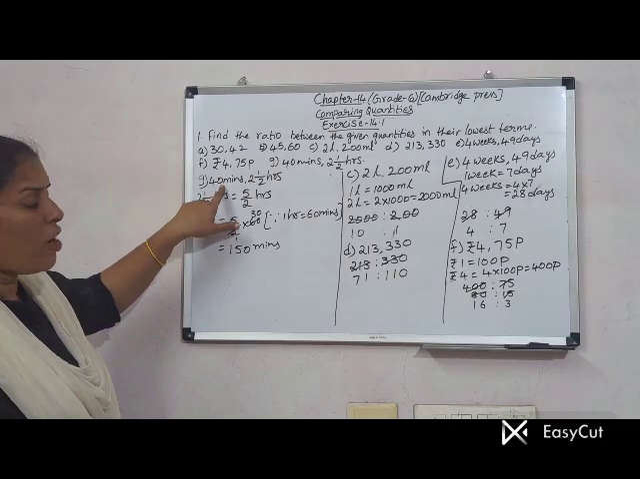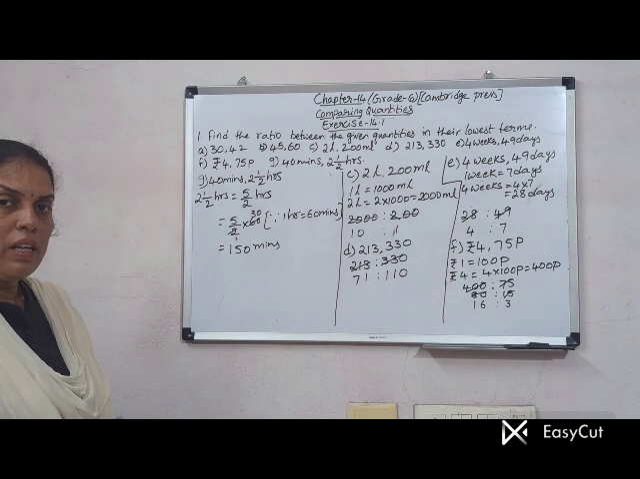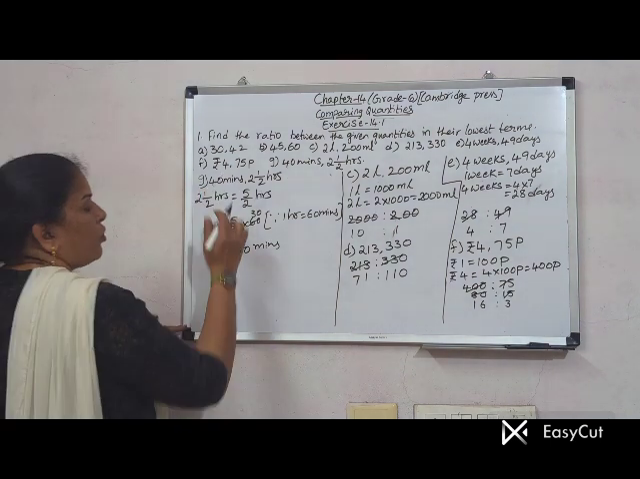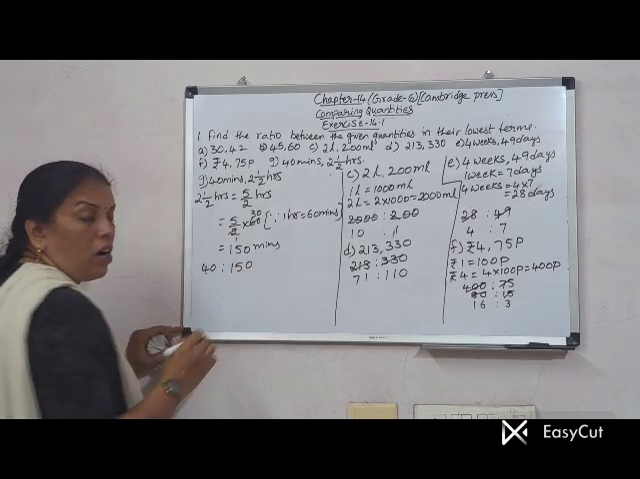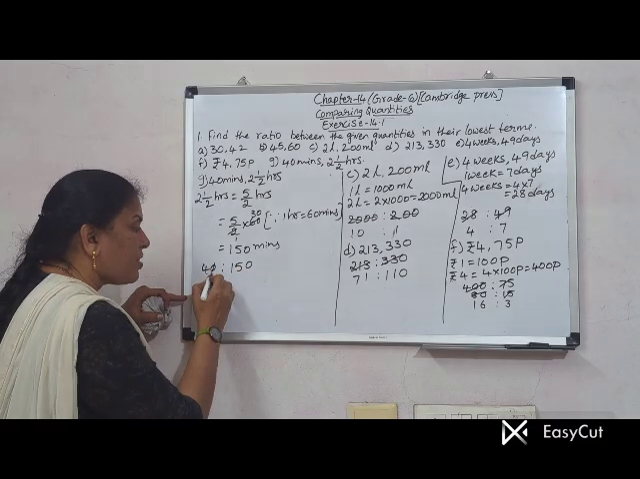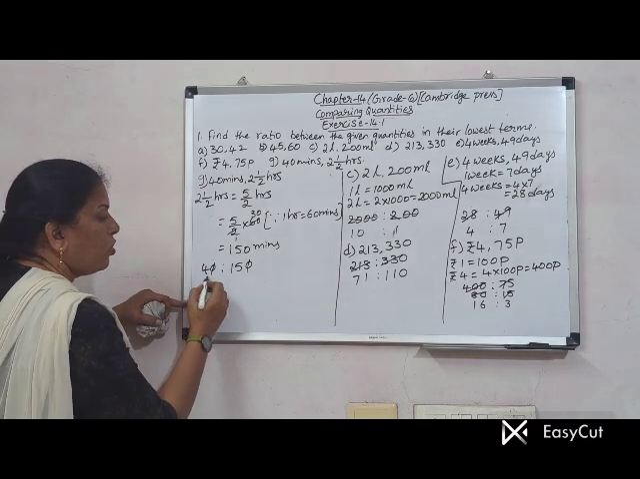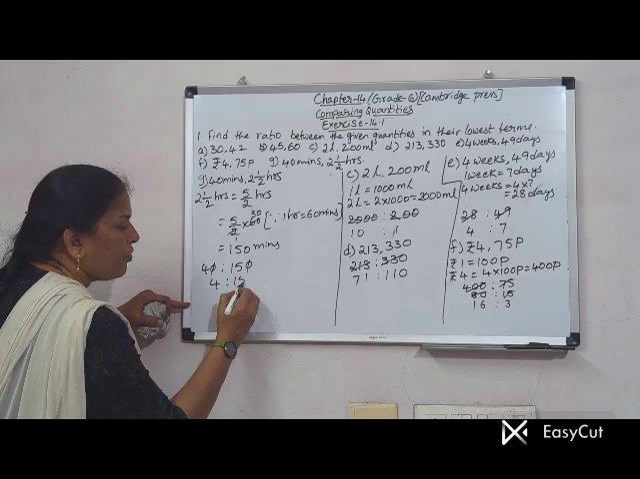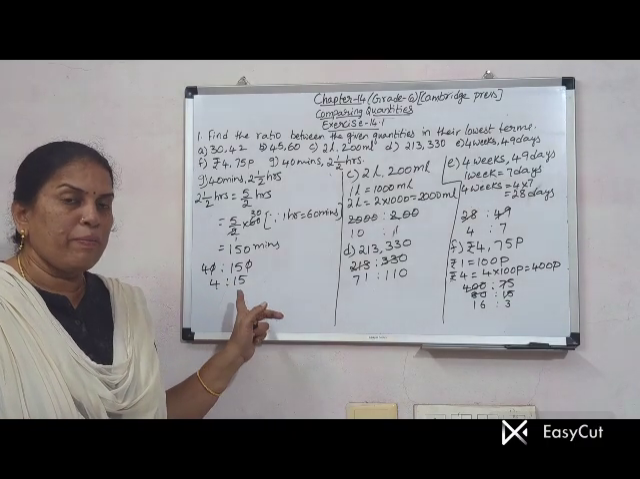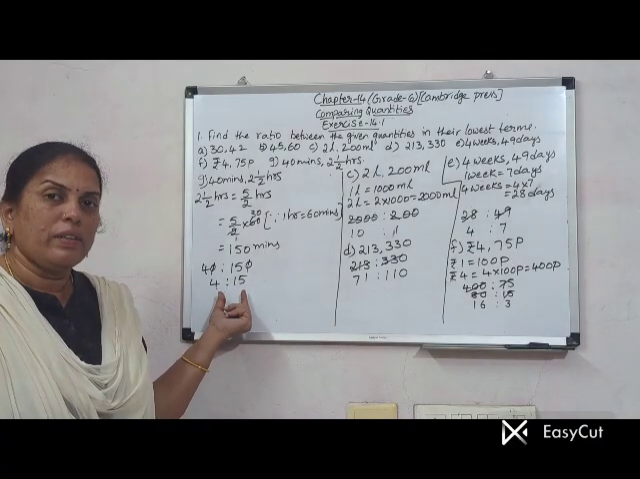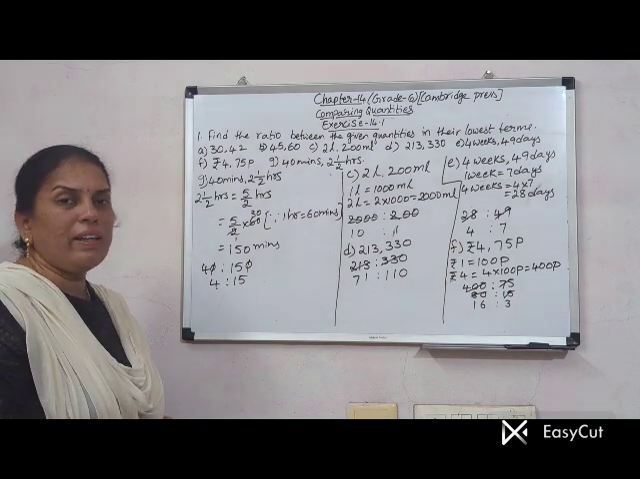What is the first number? 40 minutes, 2.5 hours. 2.5 hours we converted into 150 minutes. Now we will find out the ratio. 40 is to, the second one how much we got? 150. All of you see here children, very easy. The last digit is 0. Here also the last digit is 0. I am cancelling the last digit. Okay. Now 4 and 15. 4 is to 15. Is there any common factor for 4 and 15? No. Because those two are co-primes. They do not have any common factor. So 4 is to 15 is the required ratio.